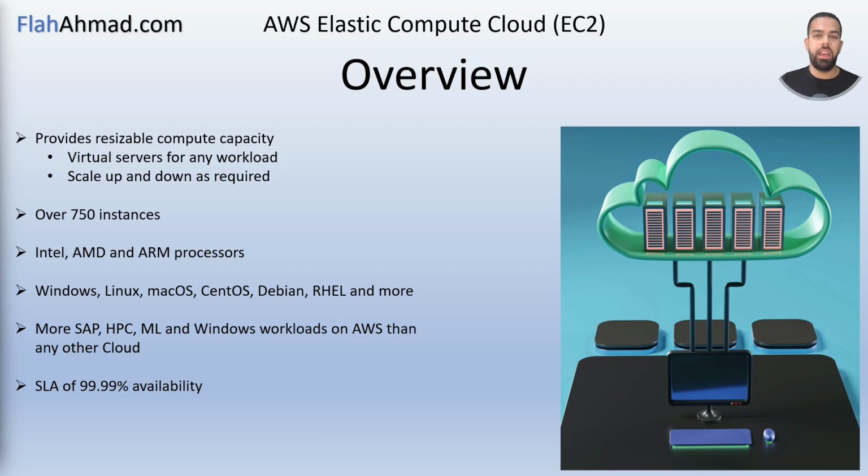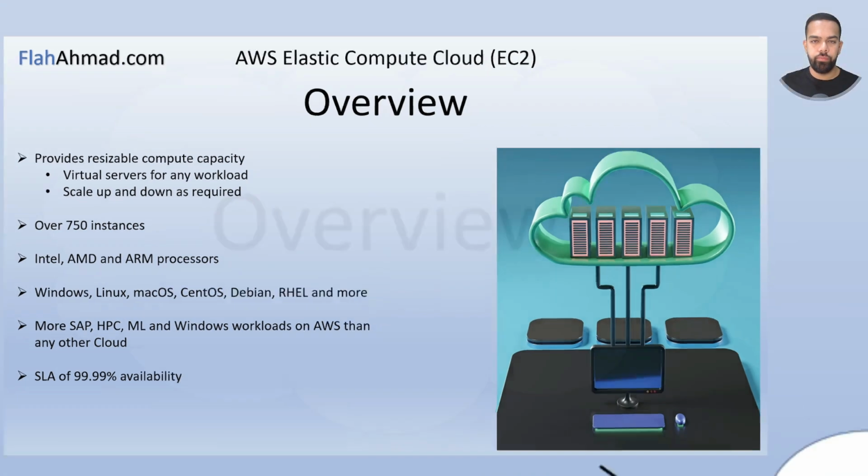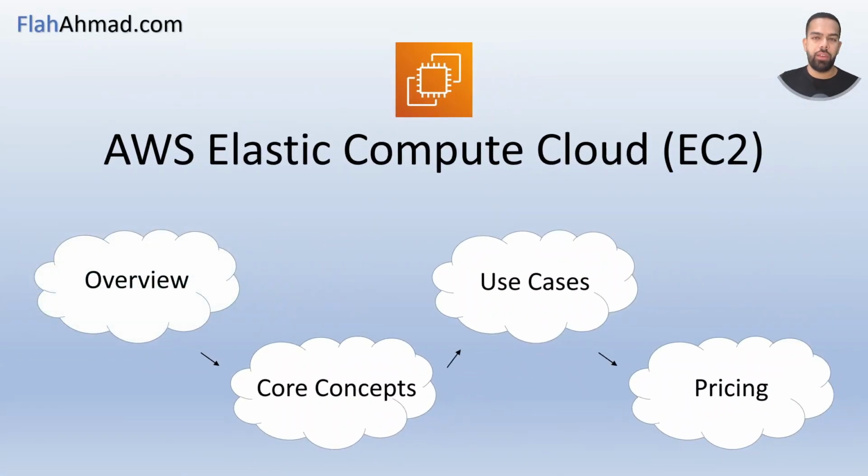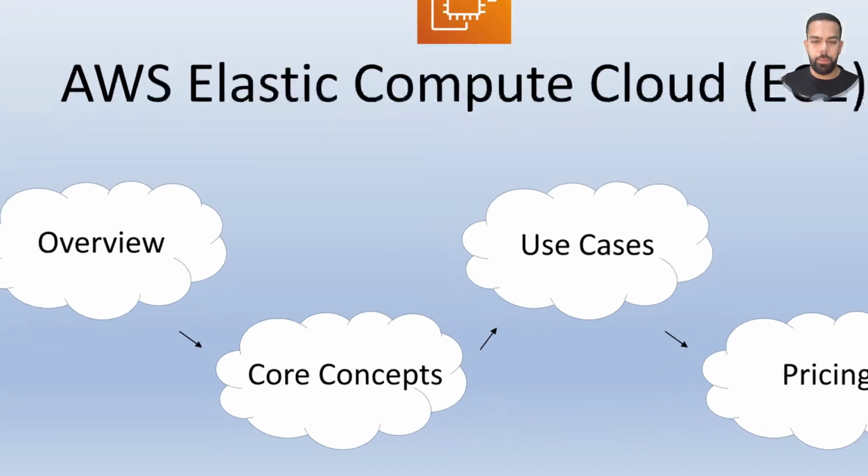EC2 offers an SLA, which stands for Service Level Agreement, of 99.99%. This means that you can expect less than 5 minutes of downtime for a single instance in a month. In a good architecture, you utilize further services and enhancements to increase the availability even further. Now you should have a good understanding of what the EC2 service is. Next, let's look at the concepts and features.